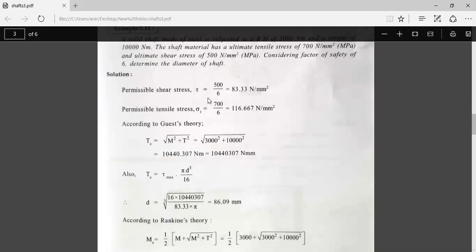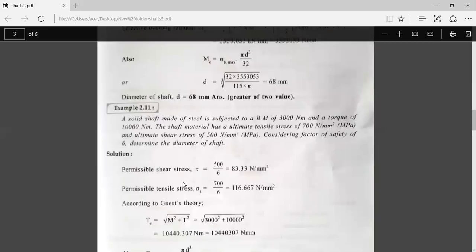Similar problem. So first, since the factor of safety is given, we divide the stress values by it: 500 divided by 6, 83.33 Newton per mm square. Permissible tensile stress 700 by 6, 116.667 Newton per mm square. According to Guest's theory, T is equal to square root of m square plus t square, 3000 square plus 10,000 square. Doing this we get the T value, 1044037 Newton mm, right? Also T is equal to tau max into pi d cube by 16.